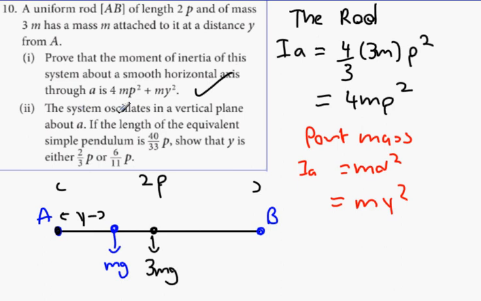I did the first part. The system oscillates in a vertical plane about A. Vertical plane. If the length of the equivalent simple pendulum is 40/33 p, show that y is either 2/3 p or 6/11 p.